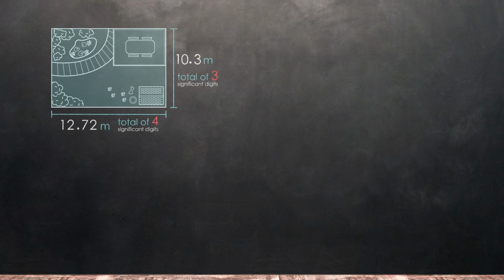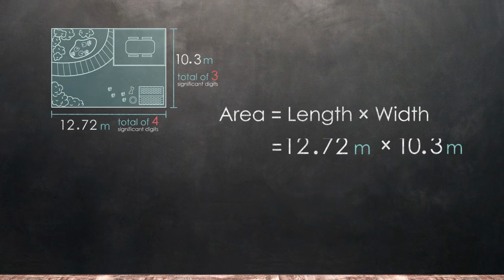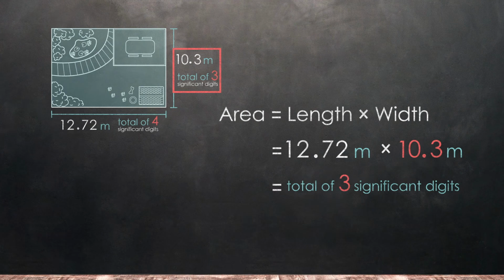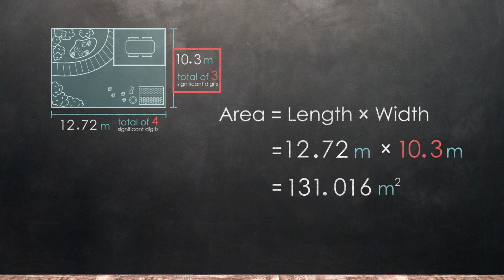Since we are multiplying these values to obtain the area, our final answer must have as many significant digits as the value with the least number of significant digits. 10.3 has the least number of significant digits between these two measurements, so our final answer must also have 3 significant digits. We first calculate the area without rounding, and we get 131.016 meters squared. This value has 6 significant digits, but our answer must only have 3. In order to keep 3 significant digits, we must round to the nearest square meter. And our final answer will be 131 meters squared.